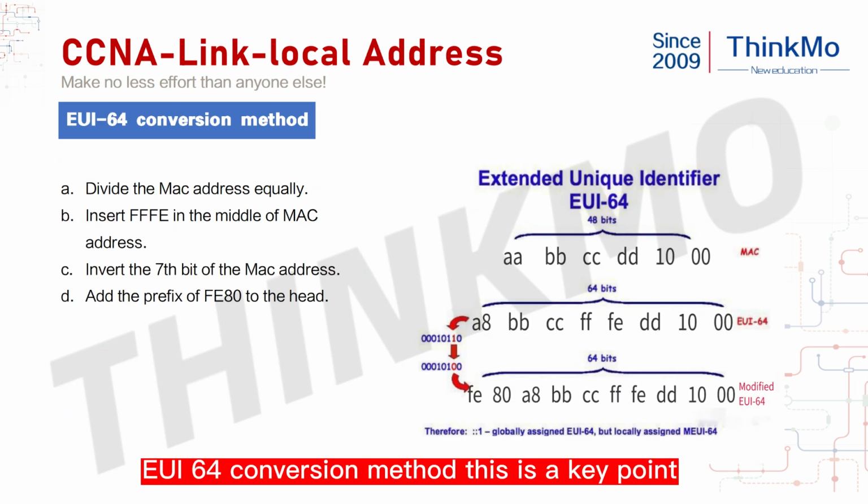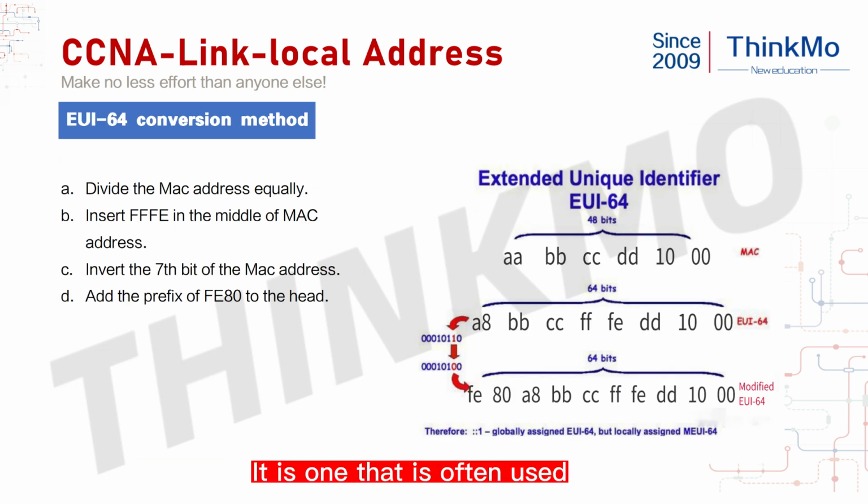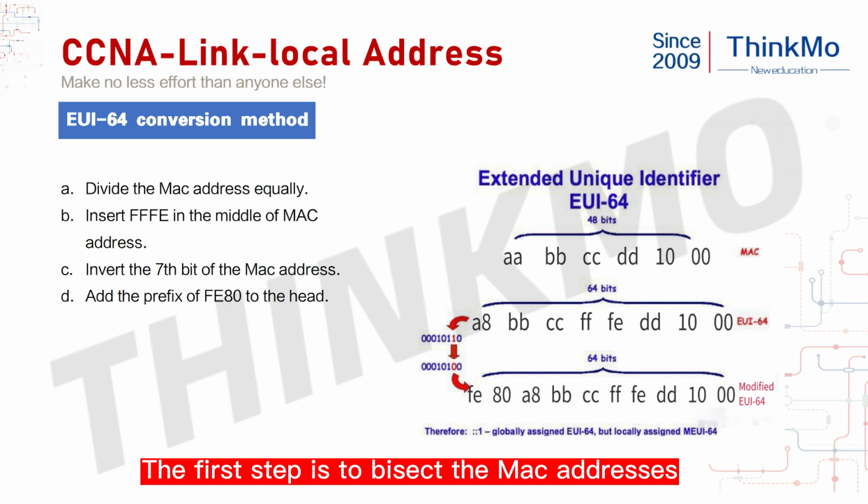EUI64 conversion method. This is a key point. It is one that is often used. It uses the MAC address to do the EUI conversion. So how does it translate? The first step is to bisect the MAC address. We all know that a MAC address is 48 bits long. After bisecting, insert FFFE in the middle.